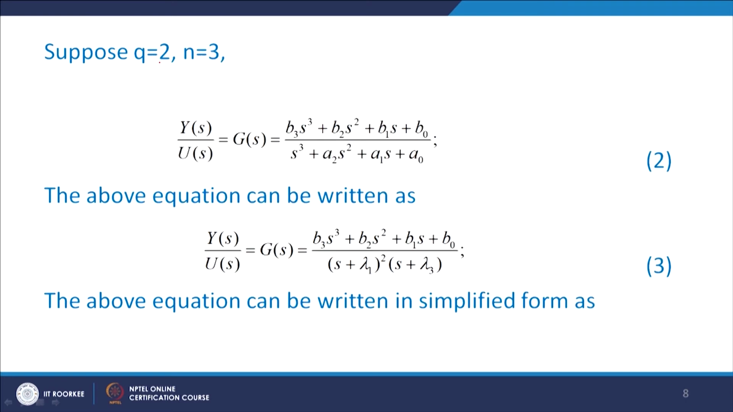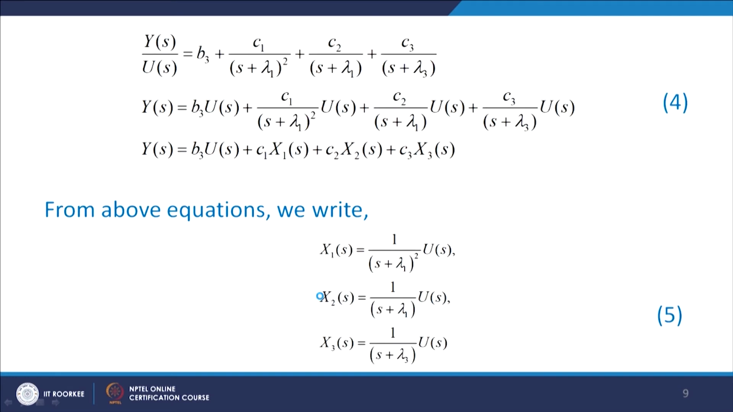Same thing, suppose q equals 2, n equals 3. So, here the numerator is b3 s cube, b2 s square, b1 s, b naught, and the denominator is s cube, a2 s square, a1 s, a naught. The transformation we have described earlier, same thing is here. Now, lambda 1 is the repeated eigenvalue. The above equation can be written in simplified form as b3 plus c1 over (s plus lambda 1) square, plus c2 over (s plus lambda 1), plus c3 over (s plus lambda 3).